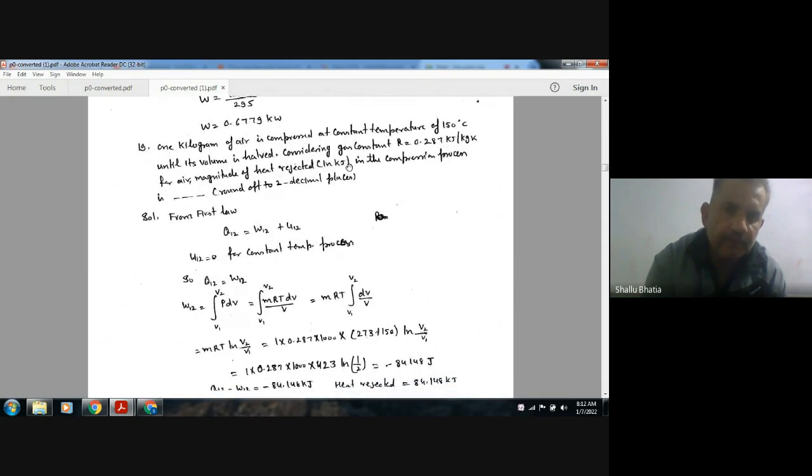Next, 1 kilogram of air is compressed at a constant temperature of 150 degrees Celsius until its volume is halved. Considering gas constant R equal to 0.287 kilojoules per kilogram per Kelvin for air, the magnitude of heat rejected in kilojoules in the compression process is, round off to 2 decimals. Now using first law, we have to find out the magnitude of heat rejected. According to first law, we have this.